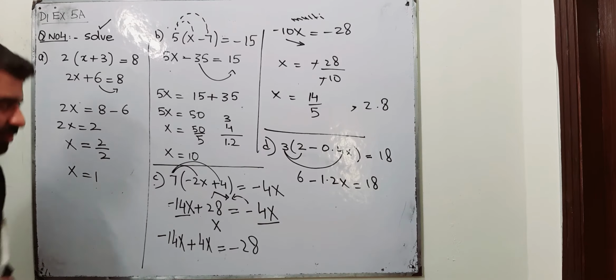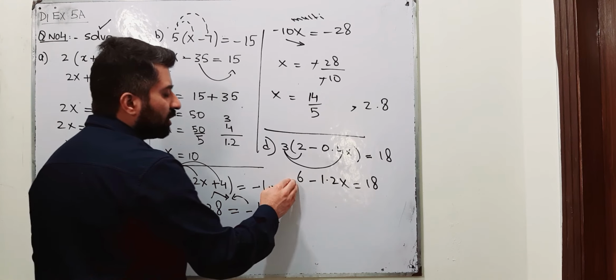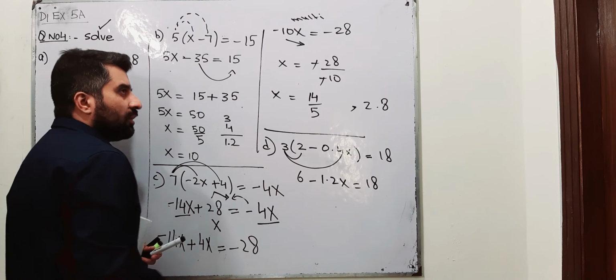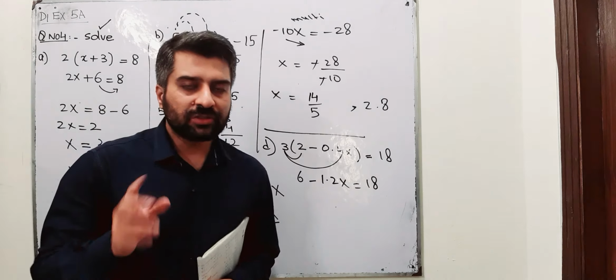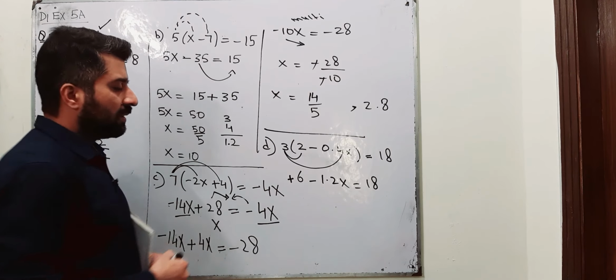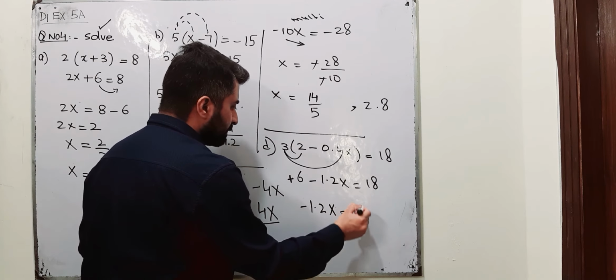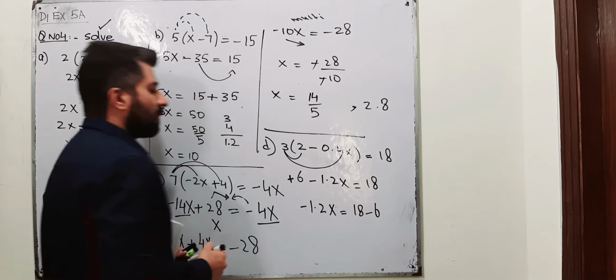I want to find the value of x. I don't want this 6 on this side with x. I am going to move this 6 to the other side. Now this 6 is positive, because the sign always comes before the number. Move this 6 to the other side. When you shift this plus 6 to the other side, it will become minus 6. So minus 1.2x is equal to 12, because 18 minus 6 is 12. And here you have x.